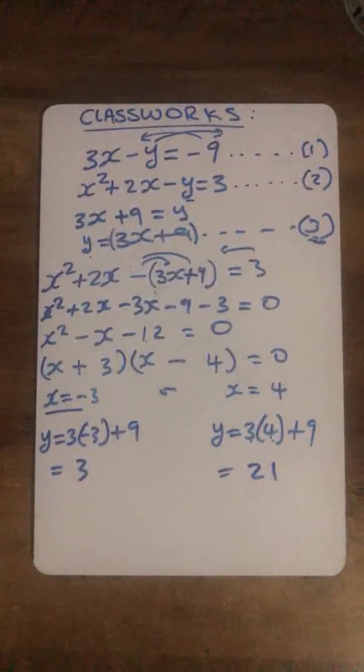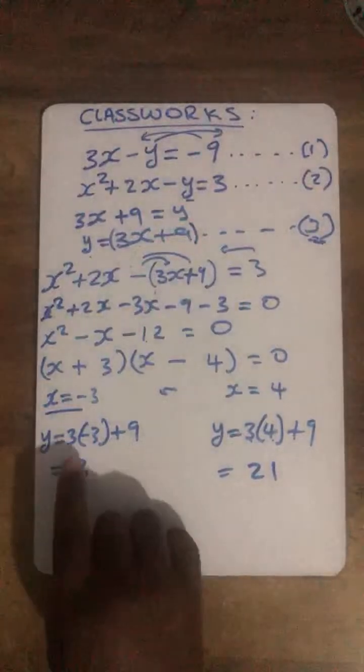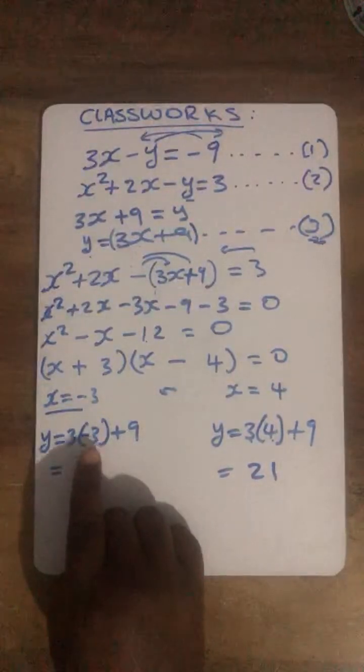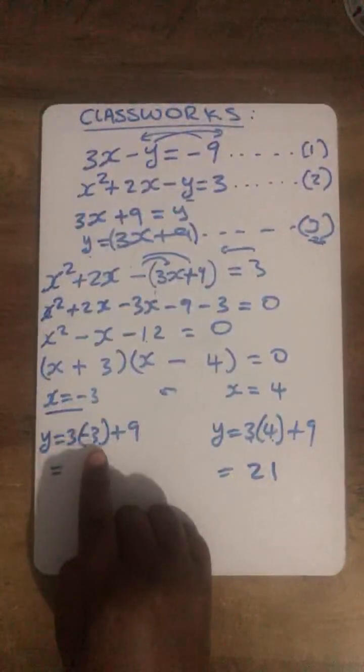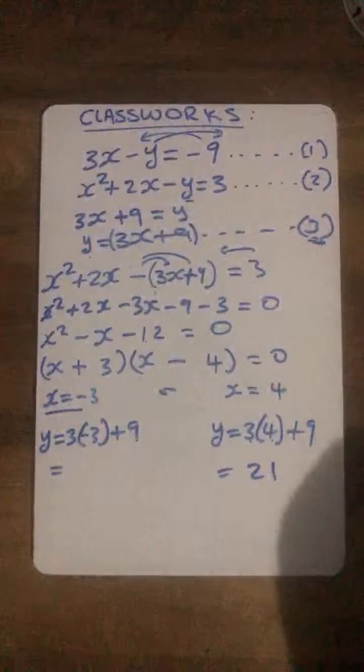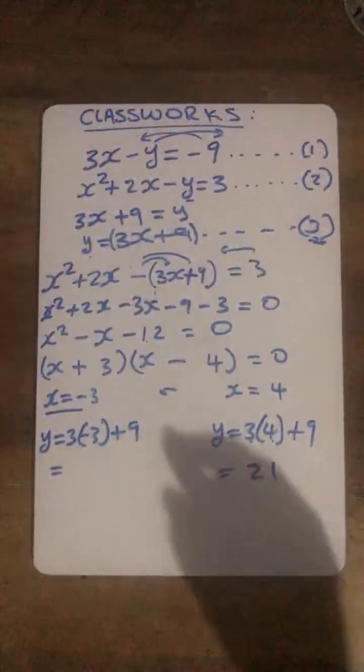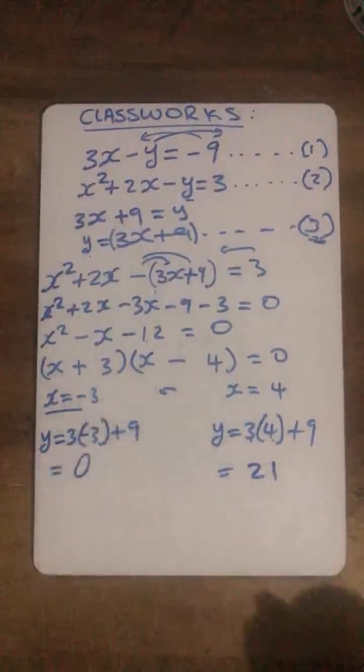Wait, did I make a mistake again, honorable members? I think now I've done it correctly, unless I made a mistake somewhere. Wait, this times this is 9. No, wait. That times that is 9. And then negative 9 plus 9, it ends up giving us 0. Yes.